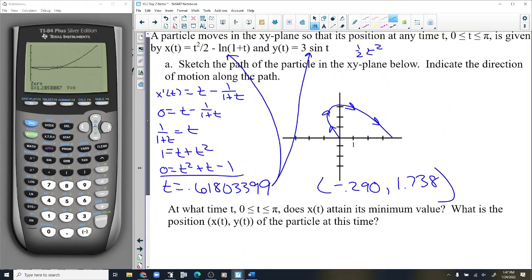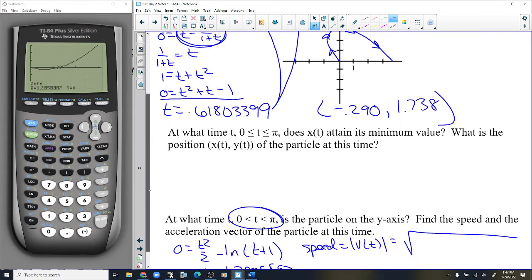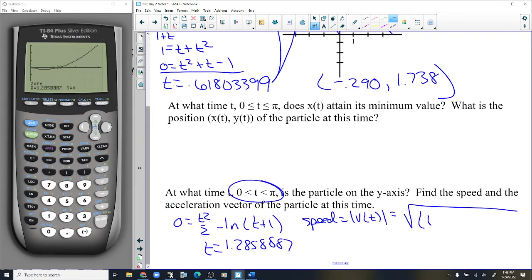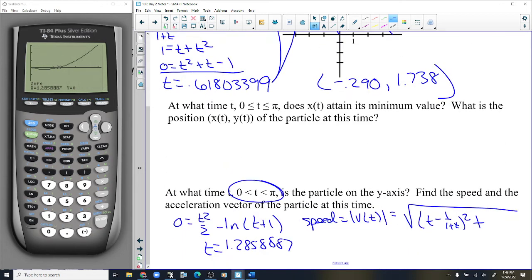But I have the derivative of x. That's the derivative of x: t minus 1 plus t squared, plus 3 cosine of t, so 9 cosine squared t. All right, but we have the t value. The t value is sitting right here because I just calculated it. So I don't have to type this in.